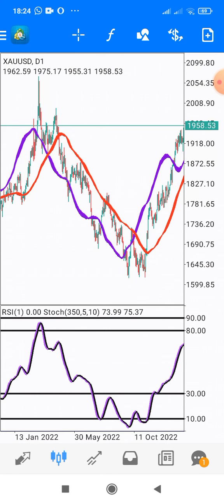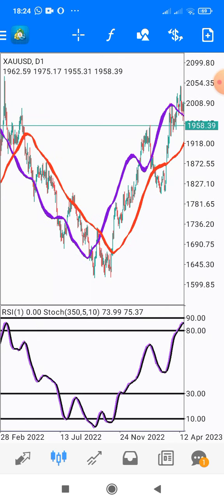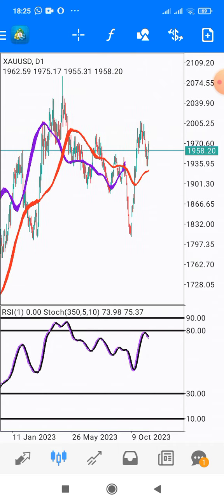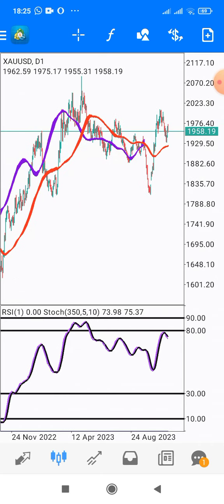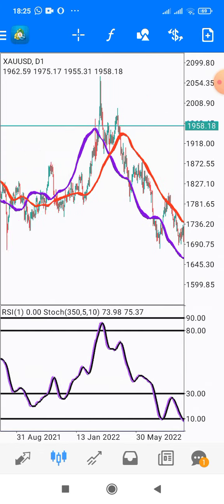Then be patient and wait for everything to fall. When the purple line is above the red line, you confirm with the stochastic. Ensure that it has reached the lowest level of 10, then it has turned back, coming back to 30. Upon reaching 30, and the red and purple have crossed each other, now red is below the purple line, buy that market. Simple as such. There is not much story.